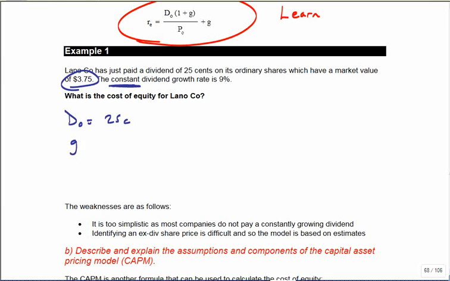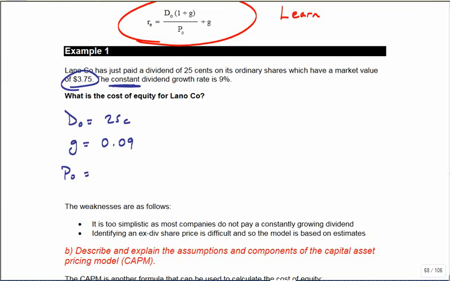We also need G, and that is the constant growth rate, and that's 9%. But as with previous formulas, we must put that in as a decimal, so that's actually 0.09. And P0 is the price, ex-div. Now, we've already said the 375 is the price, ex-div, but we need to be careful.